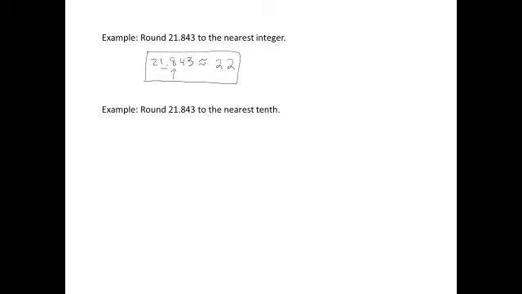Example, round 21.843 to the nearest tenth. This is the tenth place, we look to the right. That's a 4, it's less than 5, so we round down. It's approximately equal to 21.8.